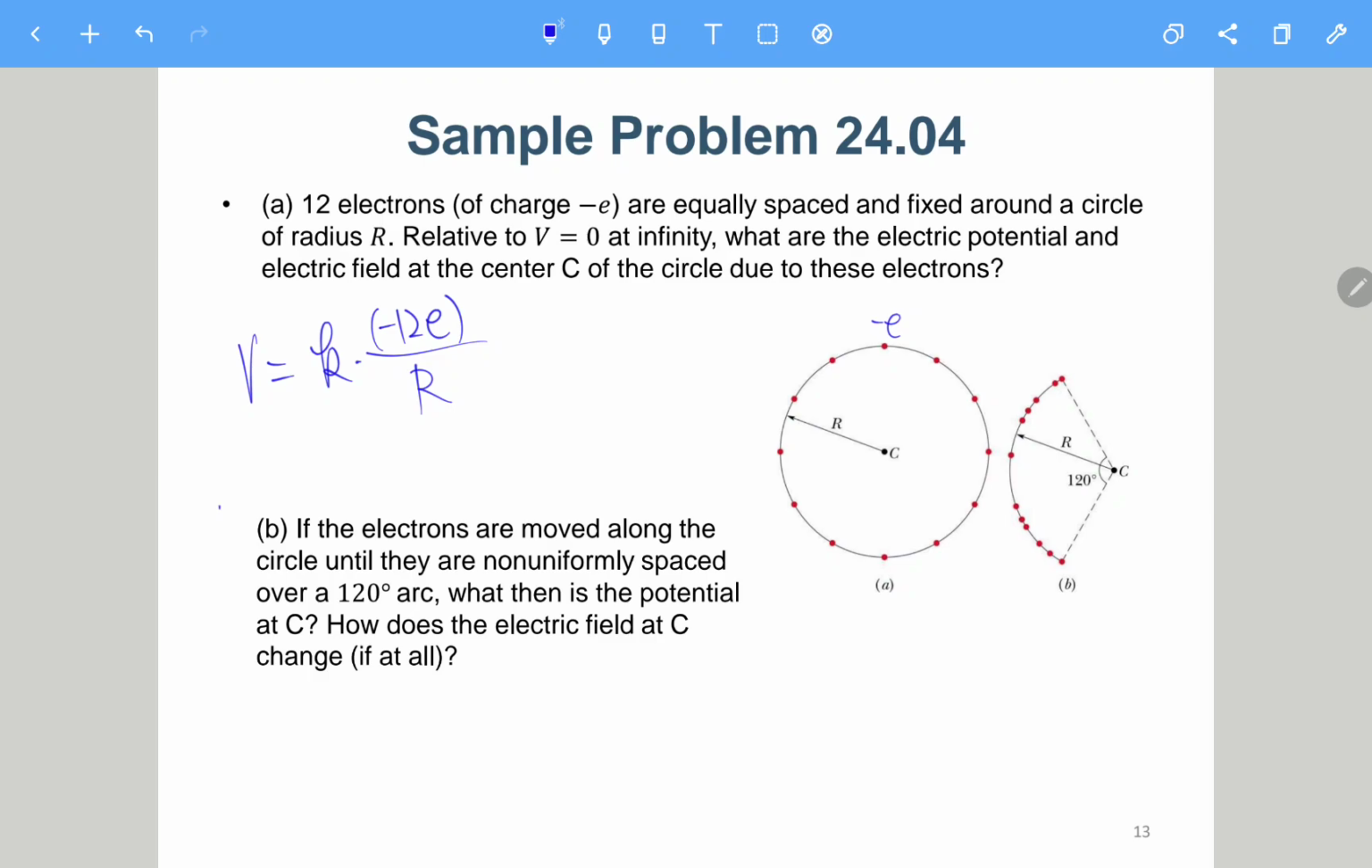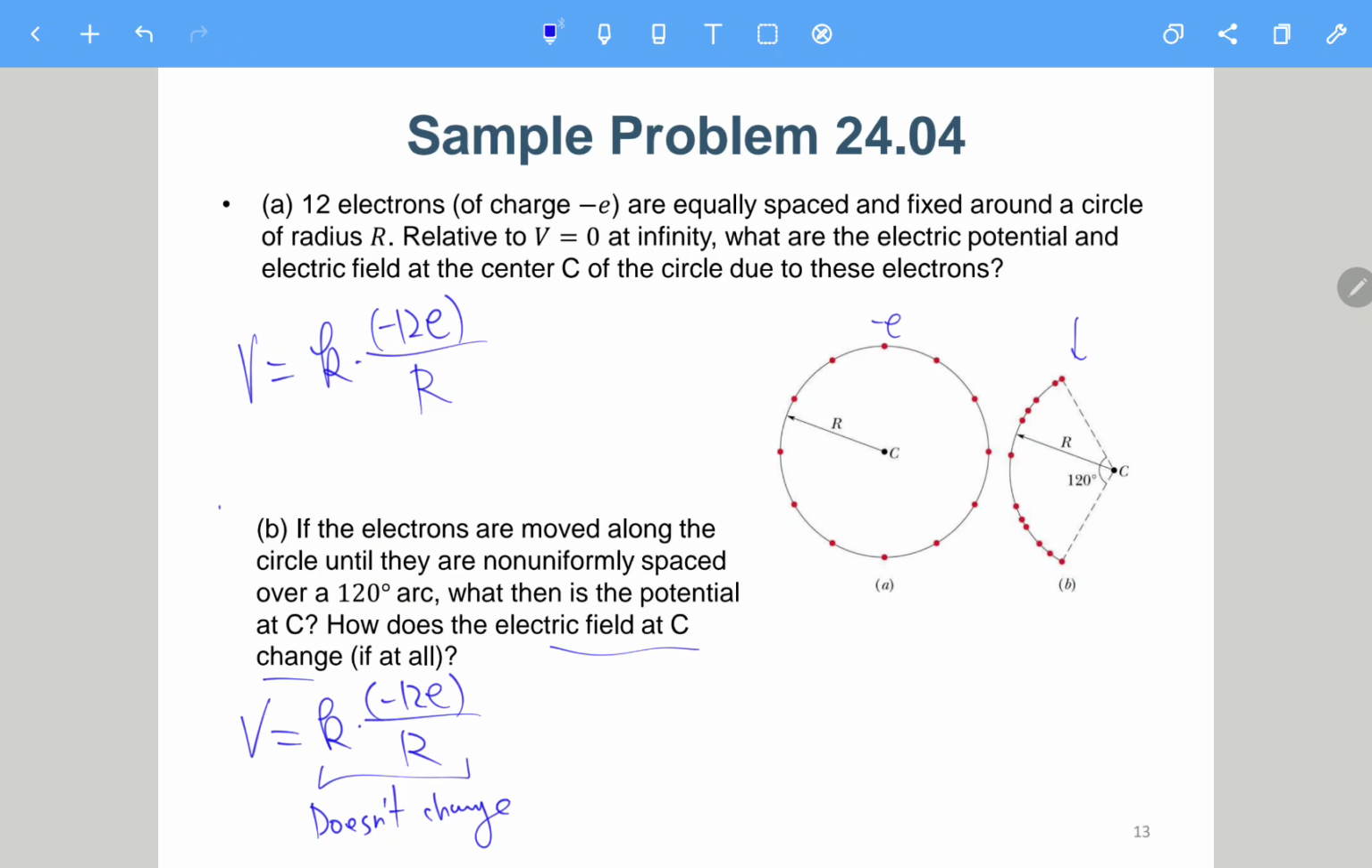The potential at C doesn't change, because it is just a scalar sum. As long as the charge doesn't change and the distance doesn't change, then V should be k times negative 12e over capital R. So V doesn't change at all.